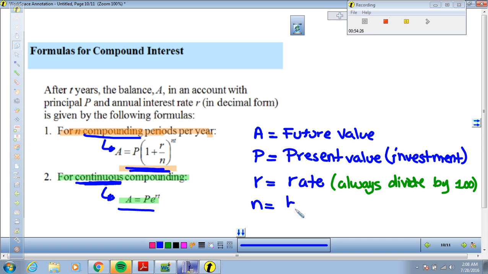N means how often in a year, or within a year. Now you see the second formula, continuous compounding, does not have an N. So this N just applies to the first formula. And here A, P, and R have the same meaning in both formulas, okay?